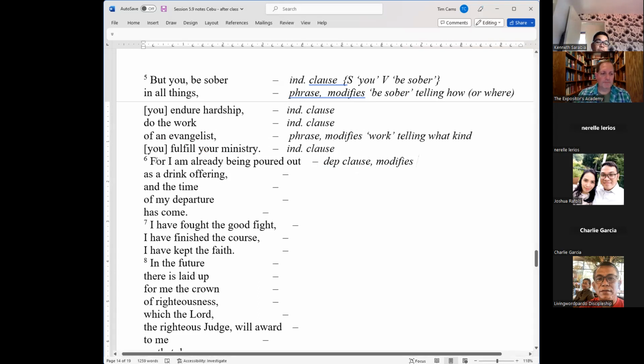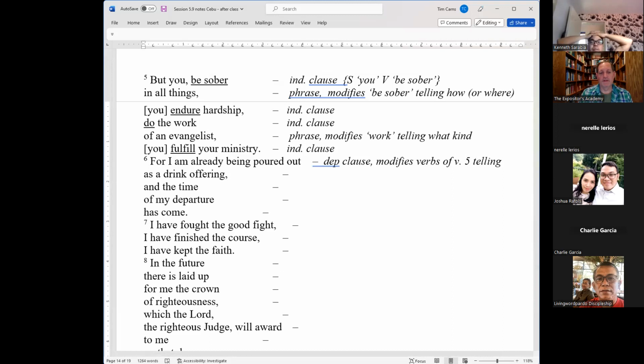I think it modifies the four independent clauses, the four commands in verse 5. Be sober, endure, do the work, and fulfill. Yeah, I think it modifies the four verbs.